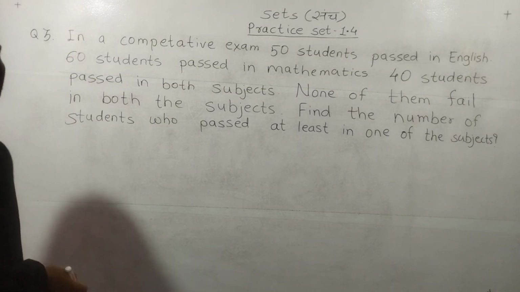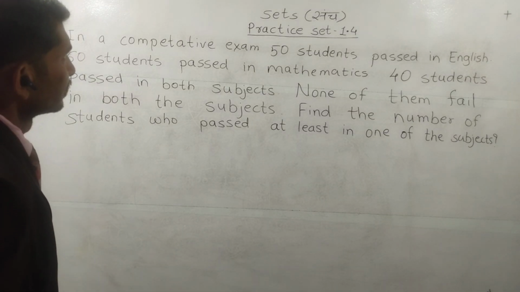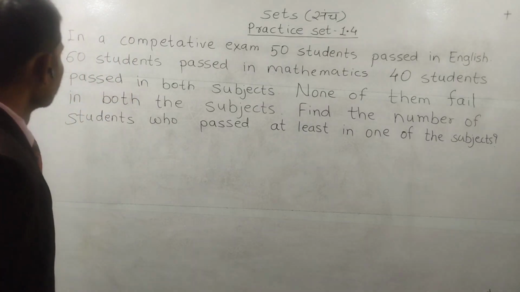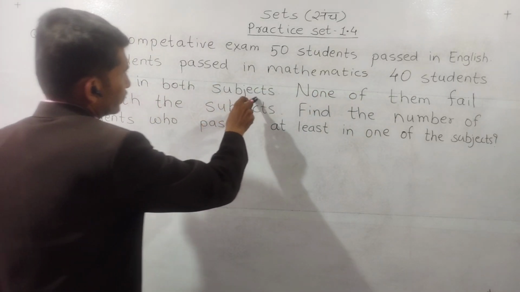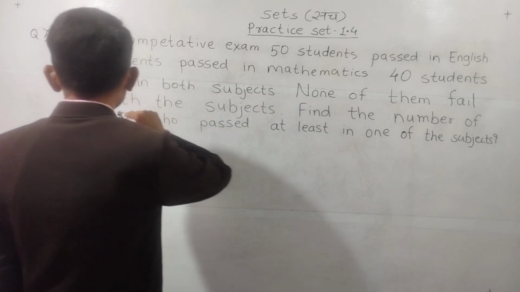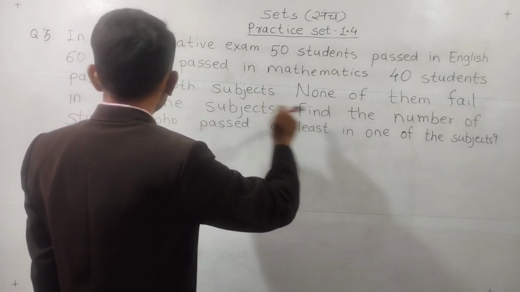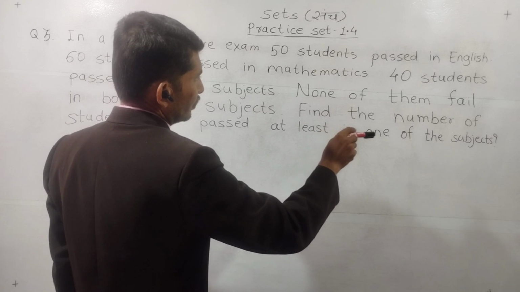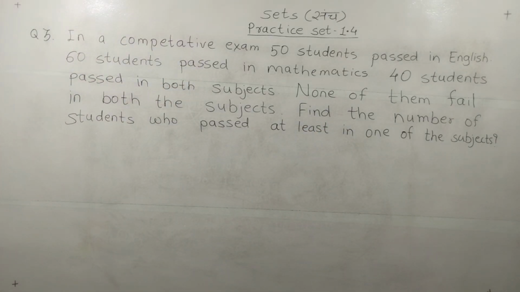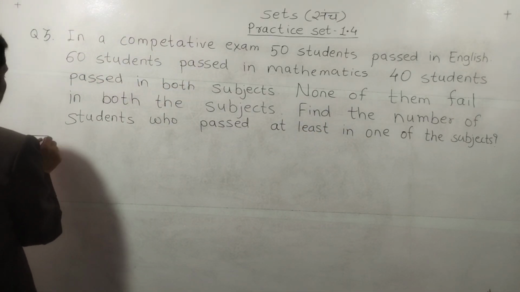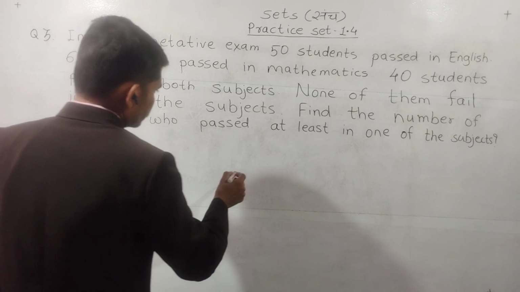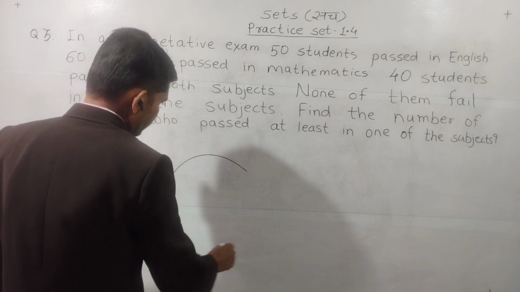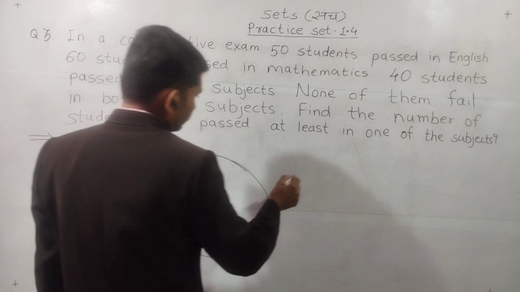Now see, question number 3. In a competitive exam, 50 students passed in English, 60 students passed in mathematics, 40 students passed in both subjects. None of them failed in both the subjects. Find the number of students who passed at least one of the subjects. So we are going to solve this with the help of Venn diagram. So we will create a Venn diagram.